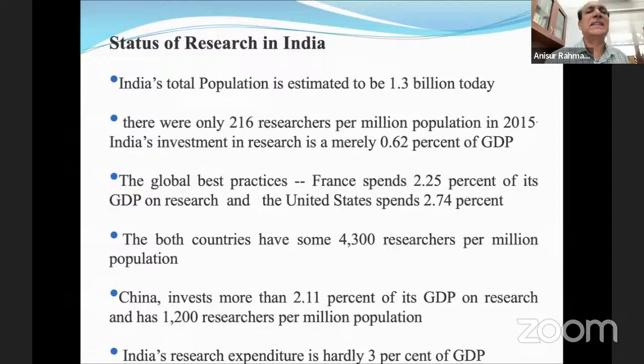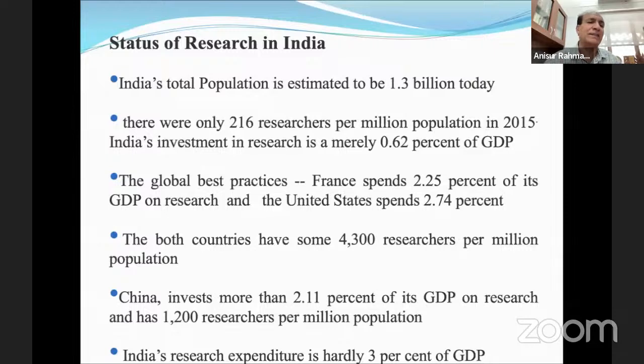What is the status of research in our own country? Where do we stand? We know that the total population in our country is estimated to be 1.4 billion, and our number is rising like anything. If you see today, in 2020, there were only about 260 researchers per million population in our country, according to the data. But as far as research investment is concerned, we are spending only 0.62% of the GDP on that.